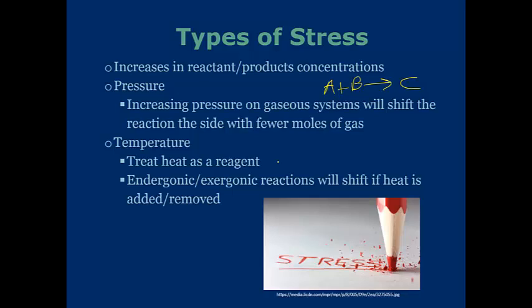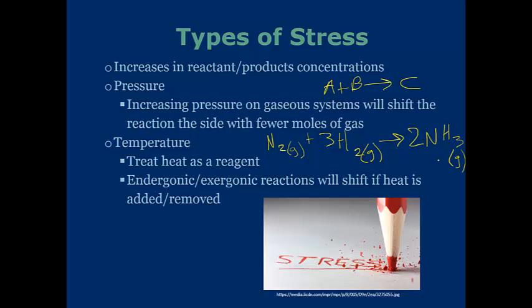Increasing pressure on a gaseous system is going to shift the reaction to the side with the fewer moles of gas. What I mean by this is if I were to have too many moles on one side, so if I were to write out something simple like this, let's do nitrogen gas plus hydrogen gas, and it goes and makes NH3, and this is going to also be in the gaseous state. If I were to increase the pressure, this would favor the products because there are fewer moles on this side. And if I were to decrease the pressure, the opposite would occur.